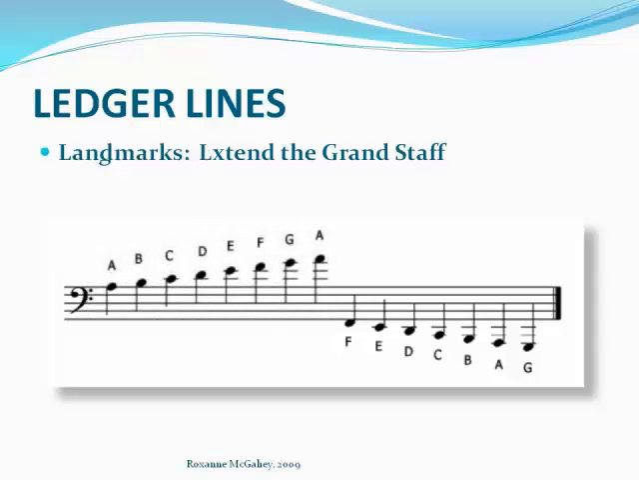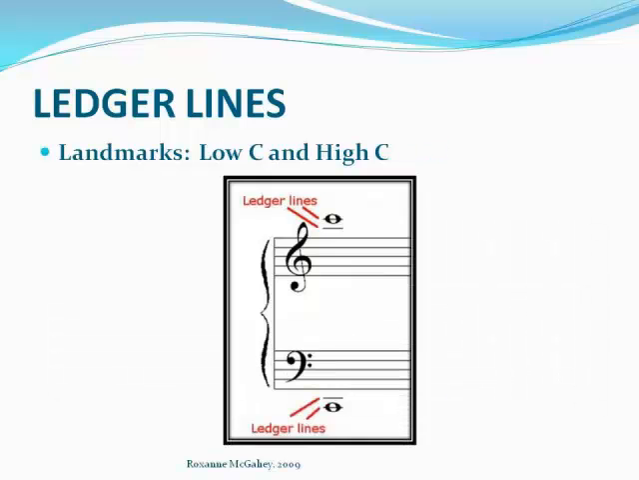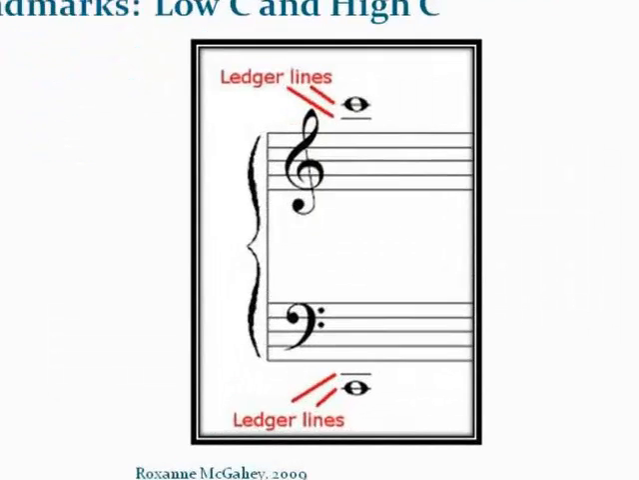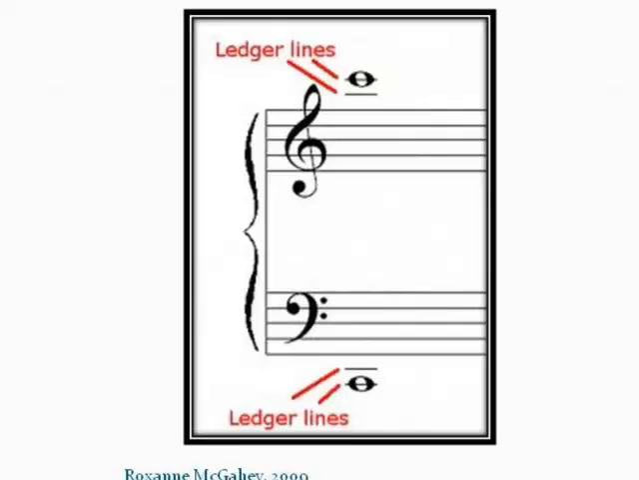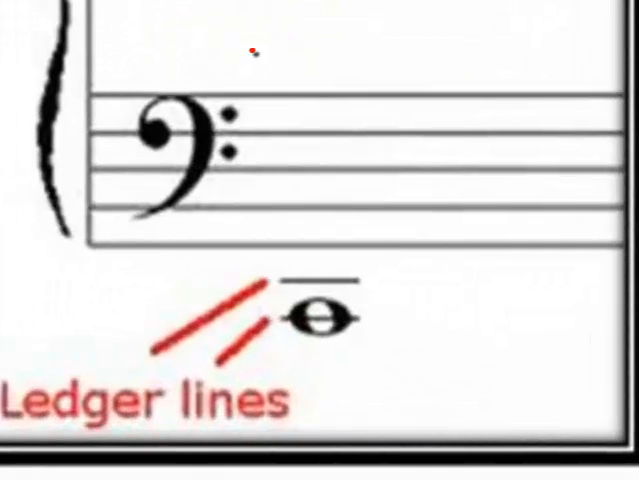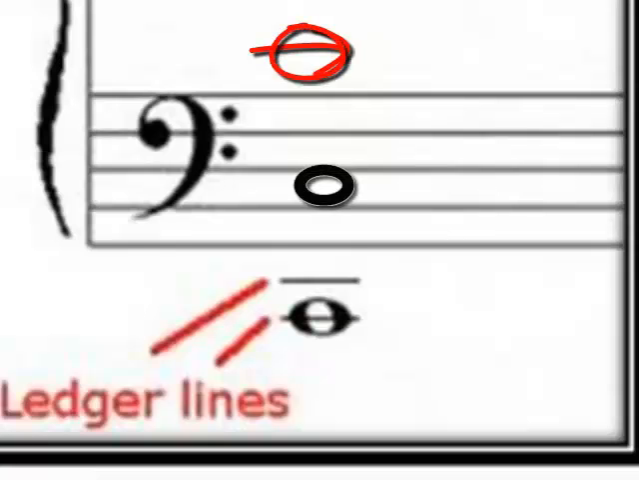Here's a great tip to remember. The second ledger line in the treble clef and the second ledger line in the bass clef are both C. In the bass clef we have middle C, then C in space number 2, which is often called bass C, and then we have low C, which is the second ledger line.